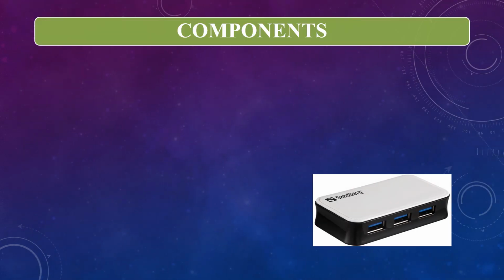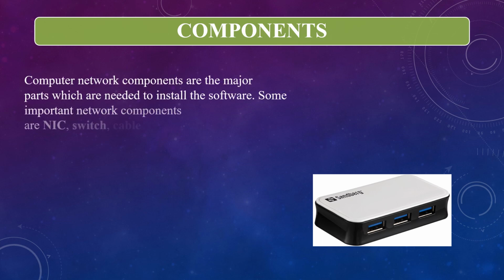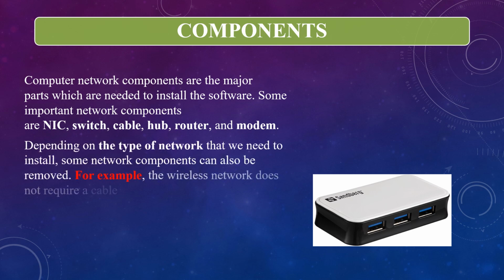Now, let's continue to the components of a computer network. Computer network components are the major parts which are needed to install the network. Some important network components are NIC, switch, cable, hub, router, and modem. Depending on the type of network that we need to install, some network components can also be removed. For example, a wireless network does not require a cable.